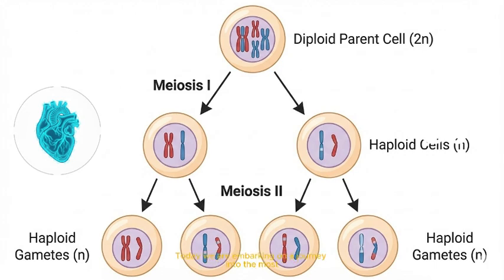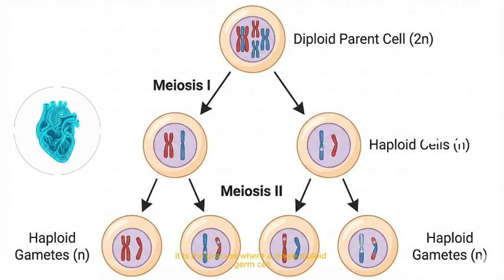Today, we are embarking on a journey into the most important biological process in the history of complex life. Without this process, every human on Earth would be a clone. There would be no evolution, no adaptation, and no you. We're talking about meiosis. While mitosis is a biological photocopier, meiosis is a biological shuffler.